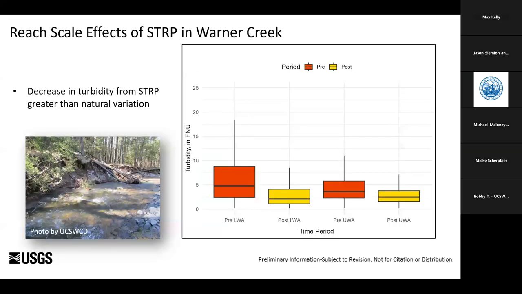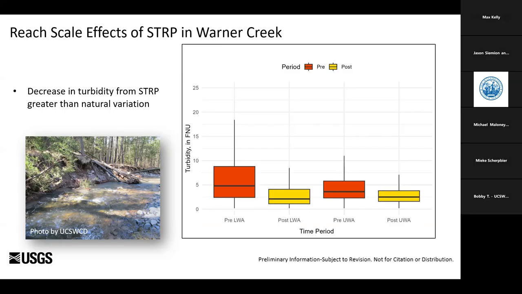So with that, I'm going to turn it over to Don for a few slides to talk about the reach scale effects of the projects. Thanks, Jay. So to build off these STRP reach projects, the USGS operates an intensive turbidity sensor network in the Stony Clove Creek watershed. And when it comes to evaluating the impacts of STRPs on water quality, this network is going to be one of our best tools.